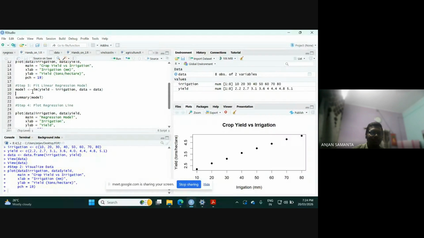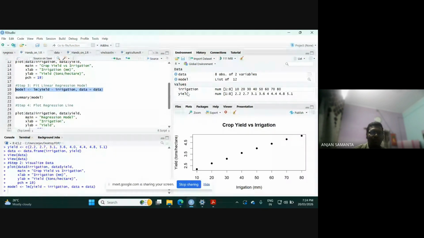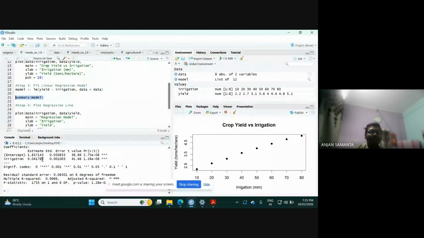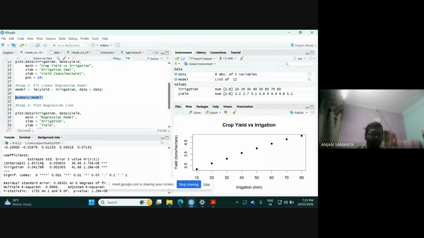The code is very simple. The code is lm, that is linear model. This lm will help you do the linear regression. In one place you put the y, and in the other you put the x. Here our y, that is our output, is yield, and our input is irrigation. That is, yield versus irrigation has been given. If I just run this, you will not see any output here because we have to do the summary. Then the output of the summary can be seen in the console here.